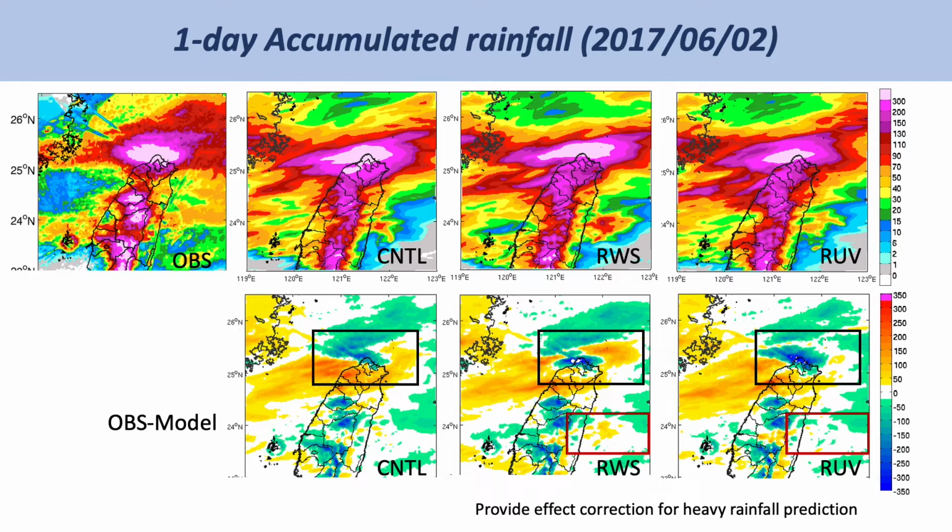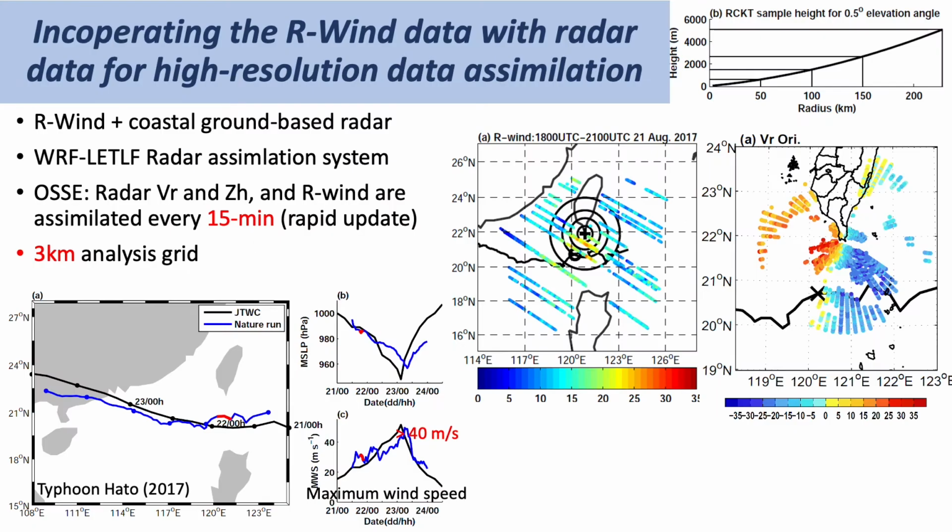So our conclusion is that with the assimilation of the wind speed data, we can provide effective correction for heavy rainfall prediction, even though for this example we only have a limited amount of thickness data.